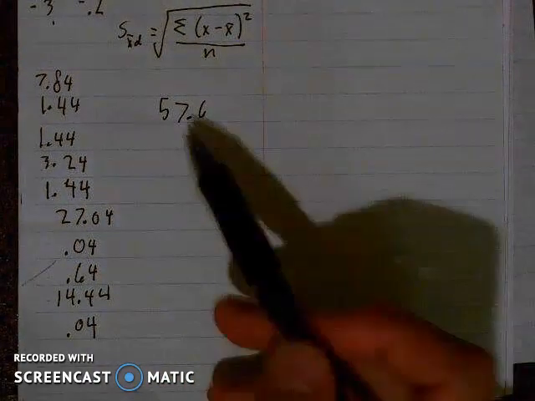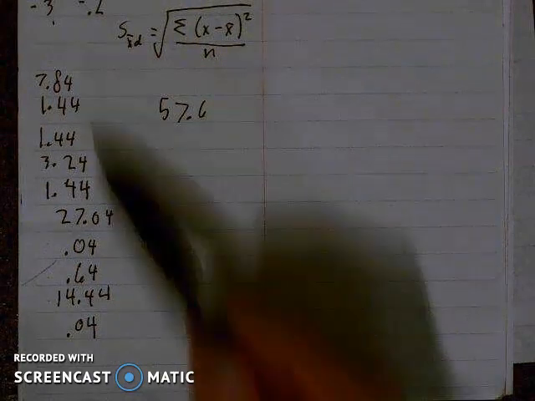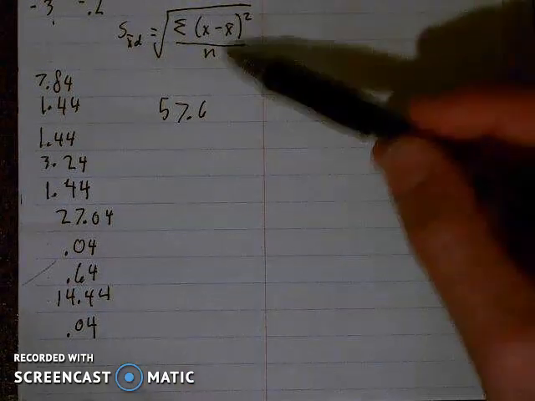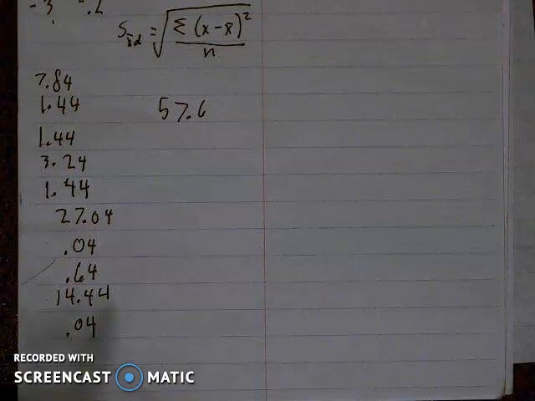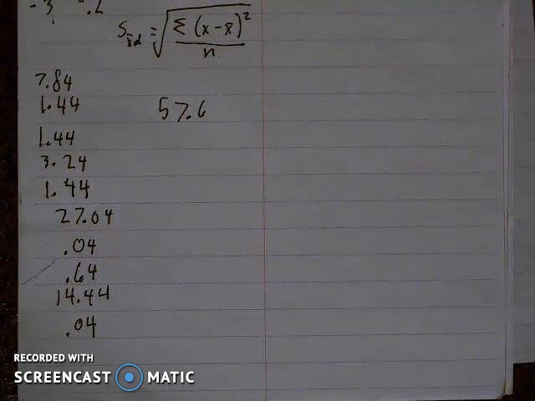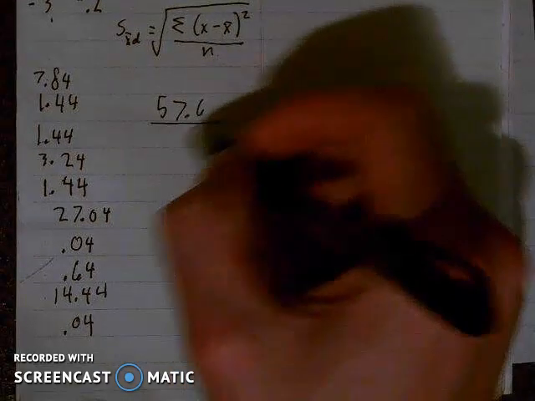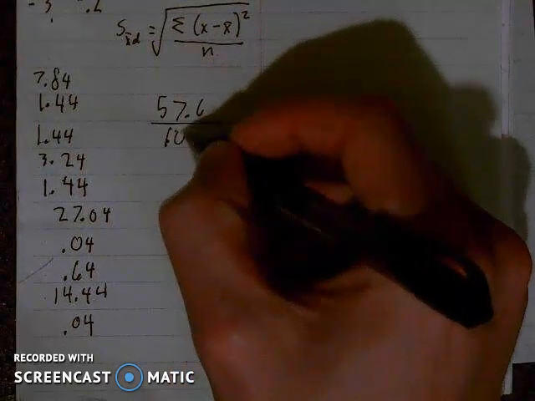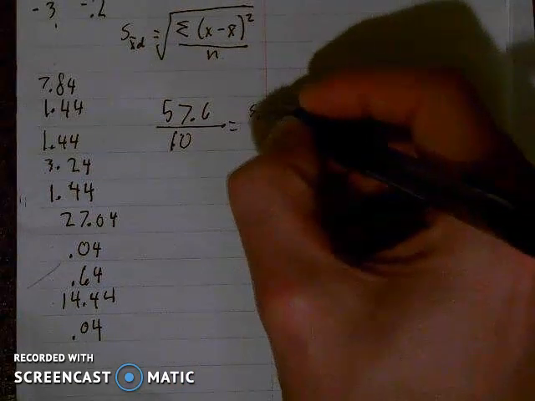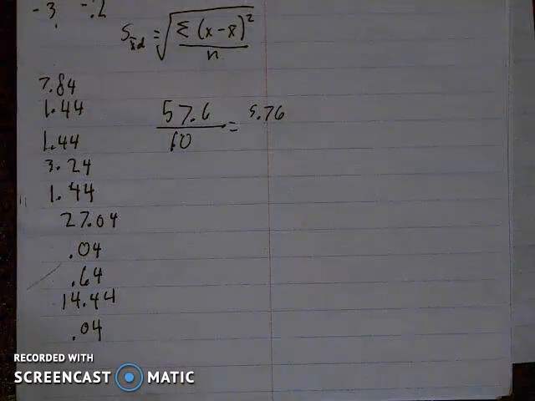All right, so there you go. I have this number that represents all of these values added together. So now, according to the formula, I have to divide by n. So 57.6 divided by 10, this shouldn't be too hard, I can do this, will be 5.76. You don't really need a calculator for that.